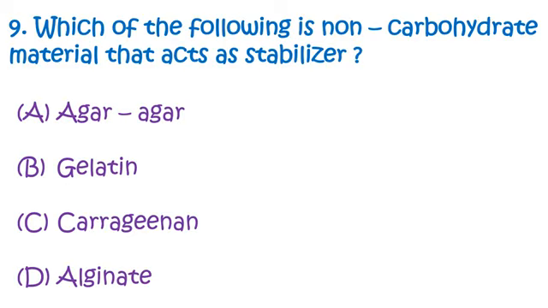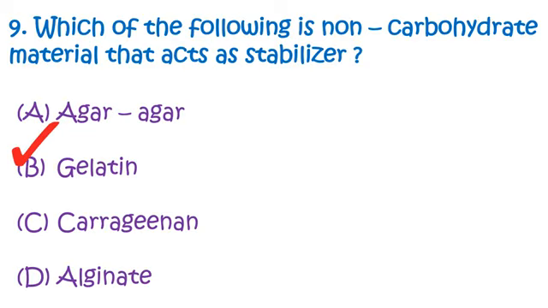Question number 9. Which of the following is non-carbohydrate material that acts as a stabilizer? Options are option A, agar-agar, option B, gelatin, option C, carrageenan, and option D, alginate. And the correct answer is option B, gelatin.